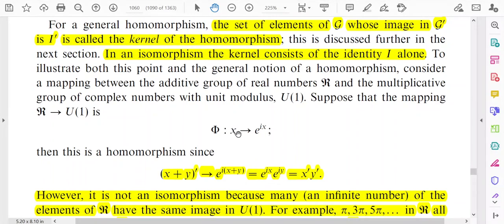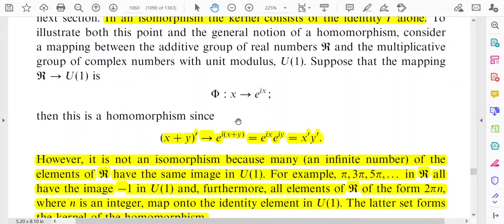So, here x is an element from the group of real numbers, and the corresponding element for x in the group of complex numbers with unit modulus is e to the power ix. So, this is the definition of the mapping. Now, suppose we are writing x plus y prime, that is, the image of x plus y. What will be the image of x plus y?